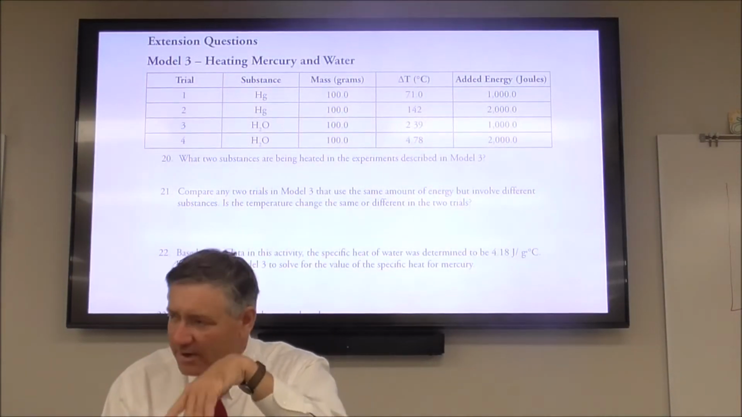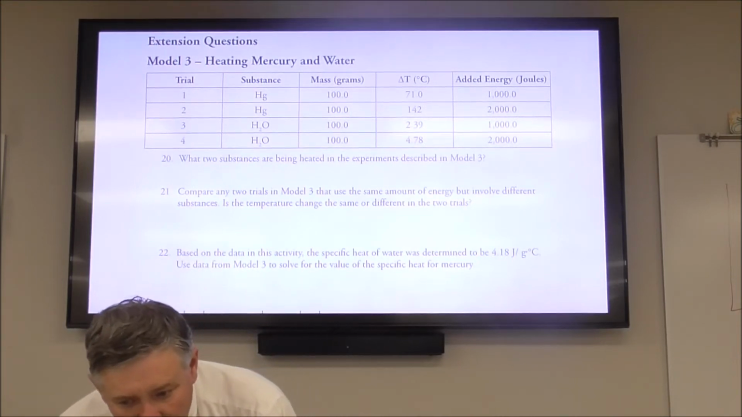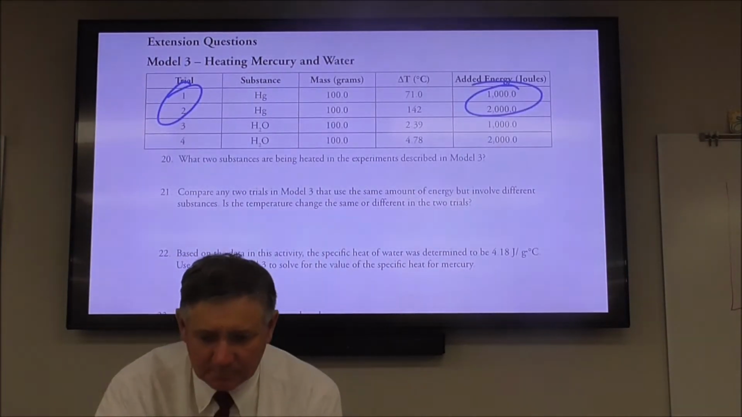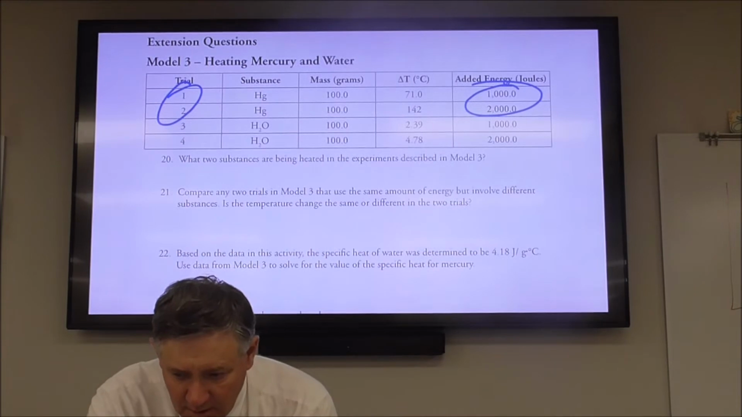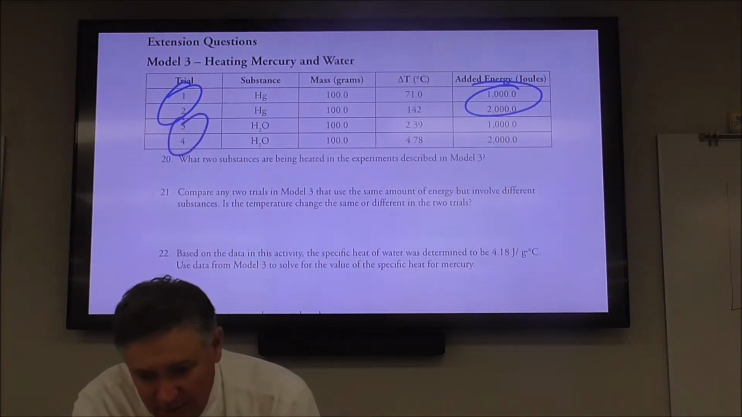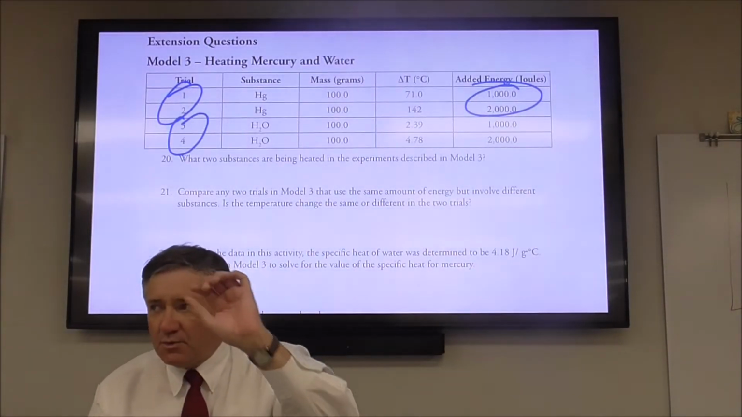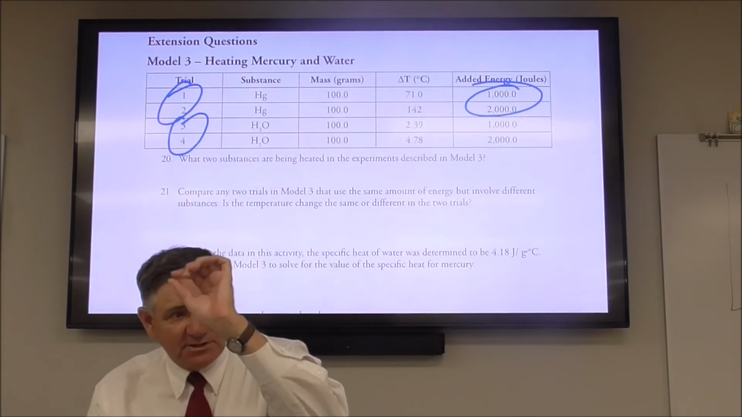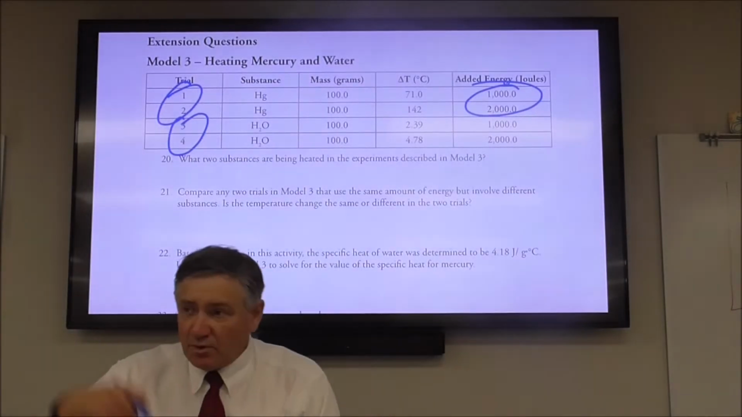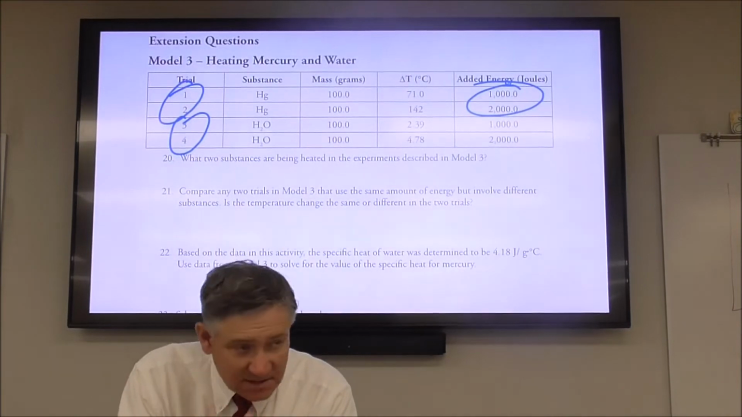Mass. Okay, so we're going to have 100 grams, and that's going to stay the same. So if you compare trials 1 and 2 with the mercury, we put in 1,000 joules, we put in 2,000 joules. If you look at the water, that was 1,000 joules, that was 2,000 joules. So within each subset, the amount of energy that we dumped into the system was the same. So we're throwing 1,000 Skittles, we're throwing 2,000 Skittles. So that's staying the same in each trial.